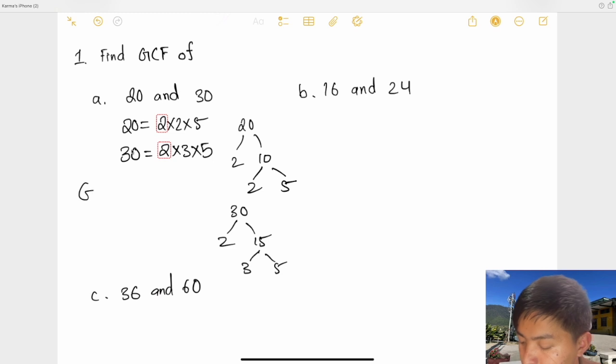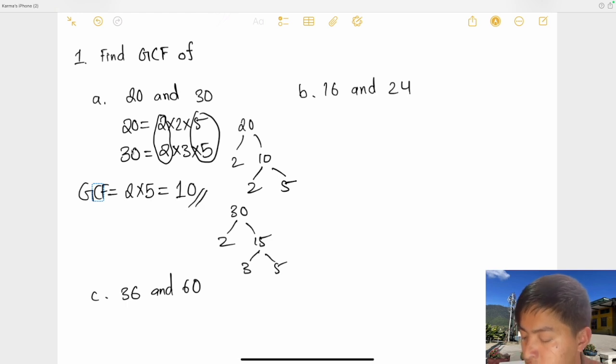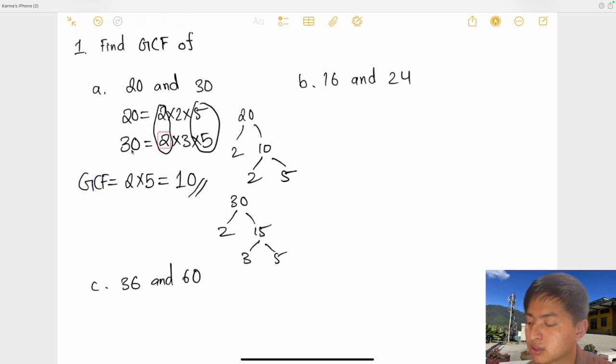Now to find the GCF, all you have to do is find the common factors from the two, and you'll say 2 and 5 are common. So count it only once if it's common, and you'll say it's 2 times 5, which is 10. So the GCF of 20 and 30 is 10. Now next question, we are asked to find GCF of 16 and 24.